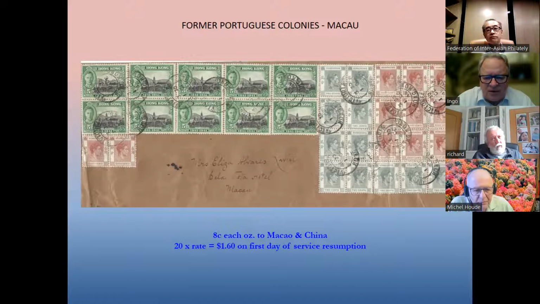And the big thing about this is the rate. It's a 20 times 8 cent rate. If you add up all those stamps, it comes out to $1.60. So that's a very heavy mailing, and it seems to be commercial. So I've had this in that exhibit, and I've sort of convinced judges that it's a commercial item, and I think it is.